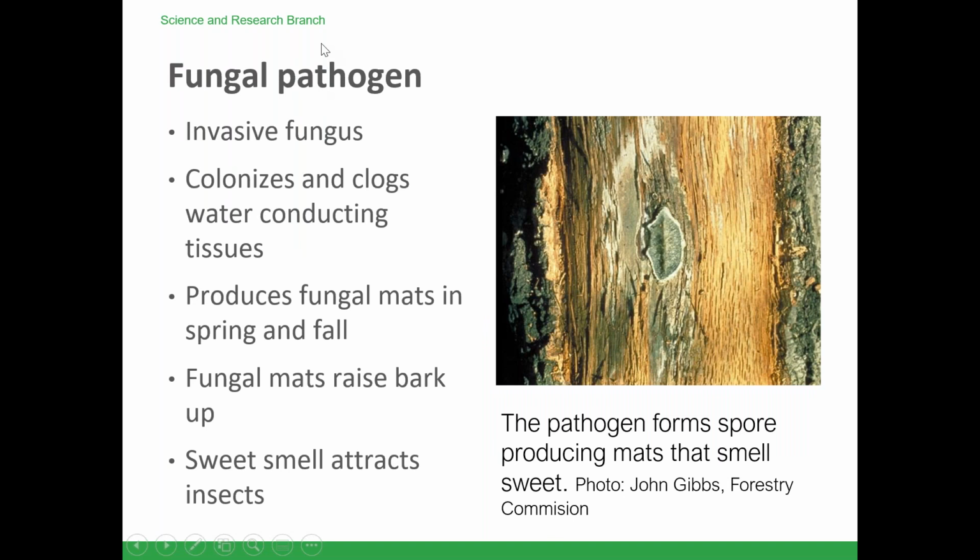Okay, so oak wilt is caused by an invasive fungal pathogen. It causes a wilt because it colonizes and plugs the water conducting tissues of the trees. This photo shows the fungal mat that the fungus produces on dying or freshly killed trees, in the fall and the spring. The fungal mat is actually a pressure pad. It pops the bark off of the tree, creating a crack that allows insects to crawl down into it. And the fungus has a sweet smell that's attractive to insects.